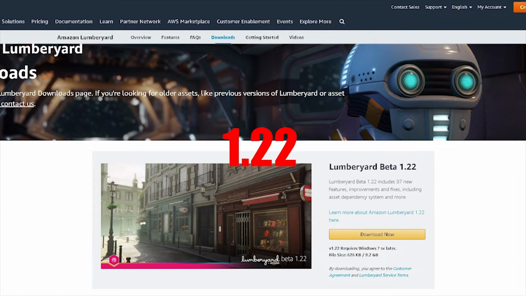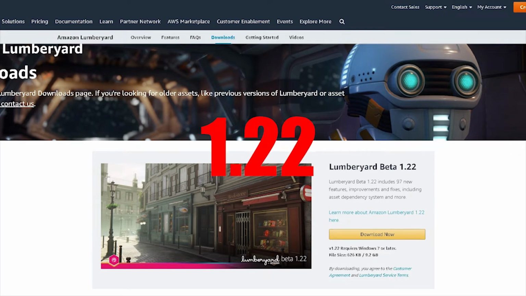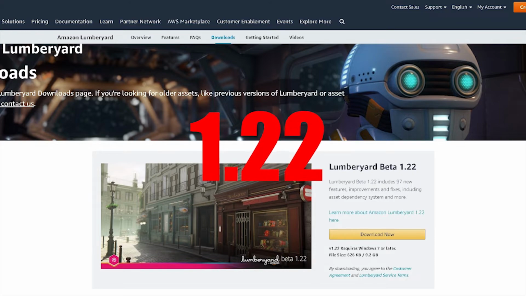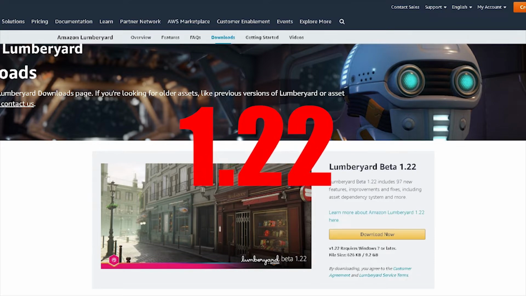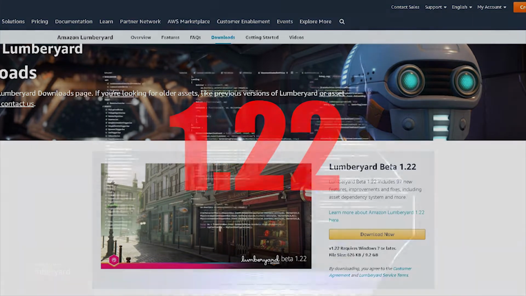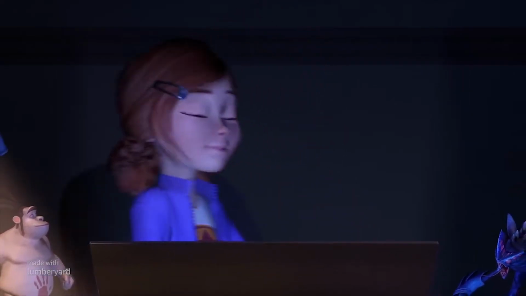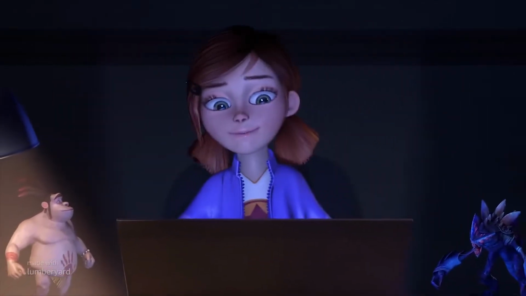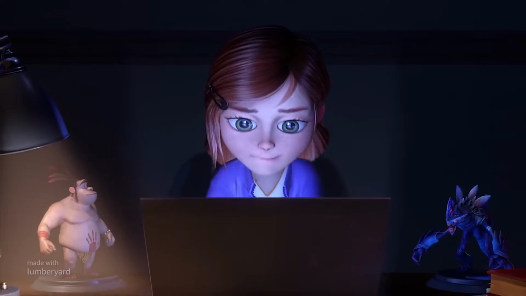So, the team over at Lumberyard just dropped version 1.22 for the game engine. It's a relatively small update compared to previous releases, but it is still important and has some nice things coming with it, and we're going to talk about it. So, the major draw for this update is the new asset dependency system.